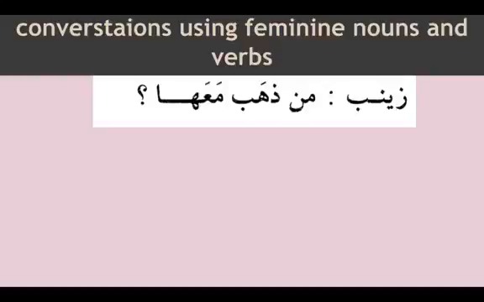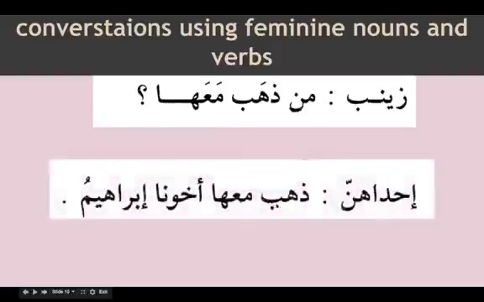Zainab asks, man zahaba ma'aha? Man means who, zahaba went, ma'aha with her. So ma'a is zarf, ha is mudaf ilayhi. So man zahaba, who went with her. So ihdahunna says zahaba. Now this is a jumlatul fi'liyah. So what are we looking for? A fi'l and fa'il. This is a masculine verb because it is in three-letter form. The fa'il is not attached, so we are looking for a fa'il.